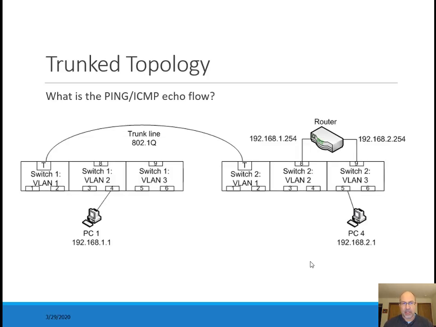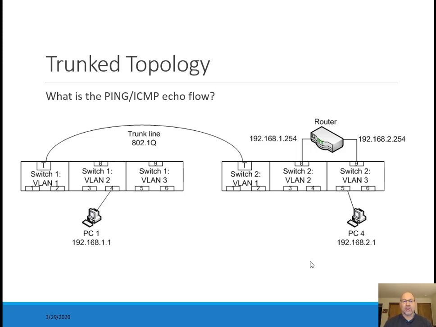Okay, so we might have to take a deep breath on this, because we're going to do an example of how this particular ping from PC1 to PC4 might actually work. Now notice that PC1 is on VLAN 2 on switch 1, and PC4 is on VLAN 3 on switch 2. They're on opposite networks and different VLANs. So let's assume, and we won't do the whole thing, that the ARP tables are clear.